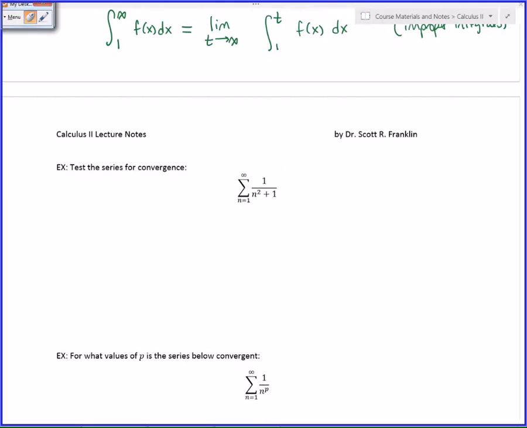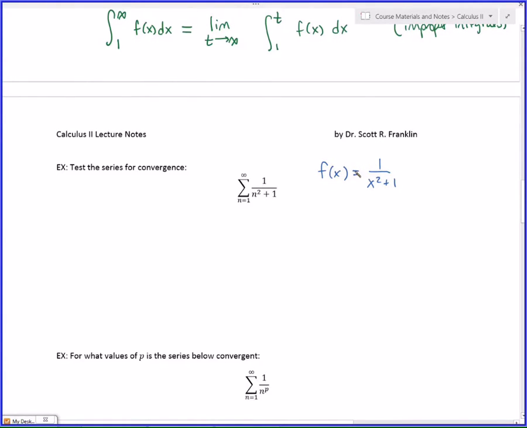So, in this case, let's think of the function f of x. Now in our case the function is going to be 1 over x squared plus 1. So we need to ask, is it continuous, is it positive, and is it decreasing as x goes to infinity?